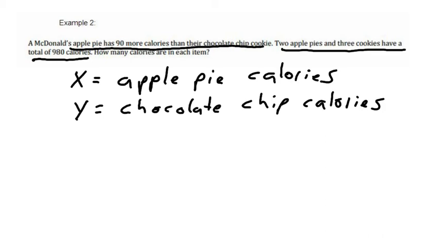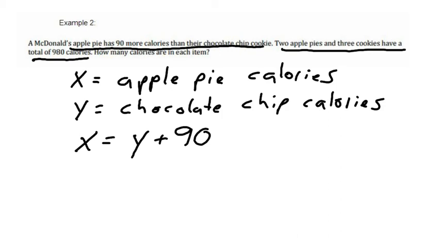Now, let's start writing some equations. Well, a McDonald's apple pie has 90 more calories than their chocolate chip cookies. So, an apple pie equals, let's see, a chocolate chip cookie plus 90. Okay, that's legit. It's an equation. I've got two things that balance out that mean the same thing. Now, it's a little different than the last problem. I've got my variables on opposite sides of the equation, but that's okay. So x equals y plus 90.